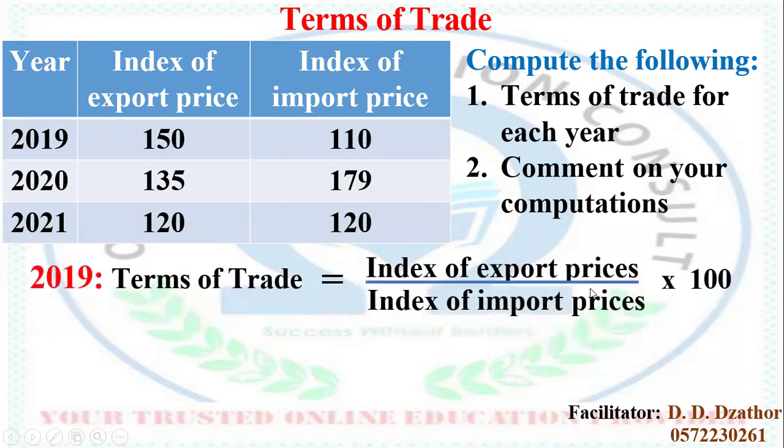So you state the year for which you are computing the terms of trade. So 2019 terms of trade equals index of export prices over index of import prices times 100. So you have 1 minute to do so.